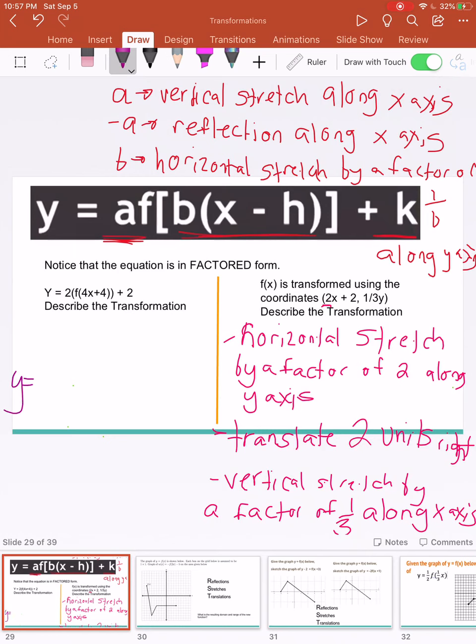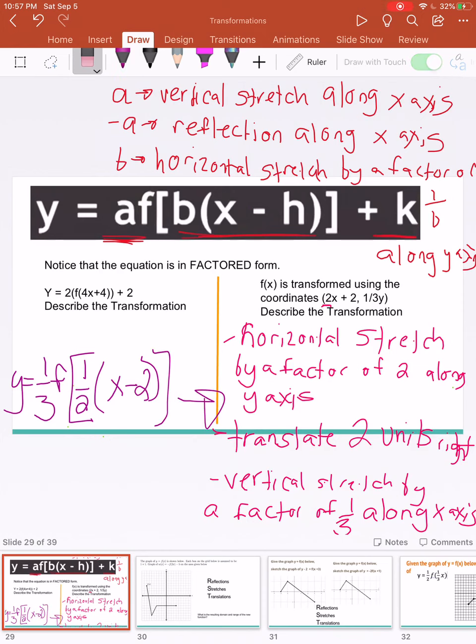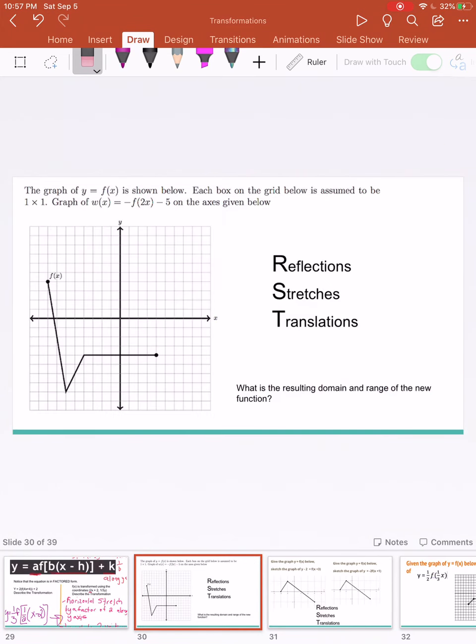My a value would be that vertical stretch, which is 1/3. Your b value would be the reciprocal of the horizontal stretch, which would be 1/2. And my h value, because I'm moving 2 units right, I'd have x minus 2. So this would be the function equation for that problem.